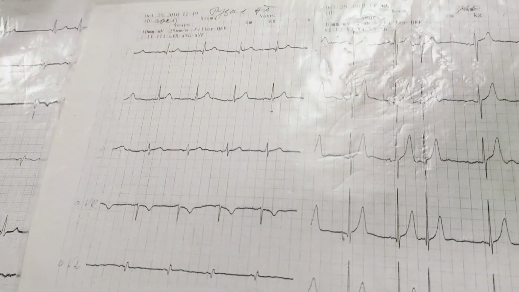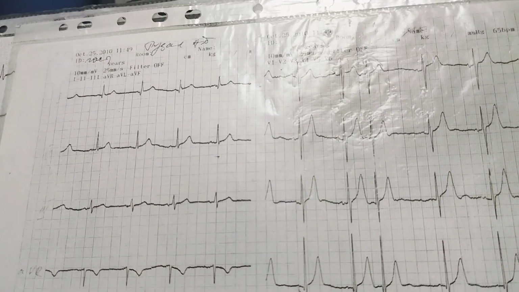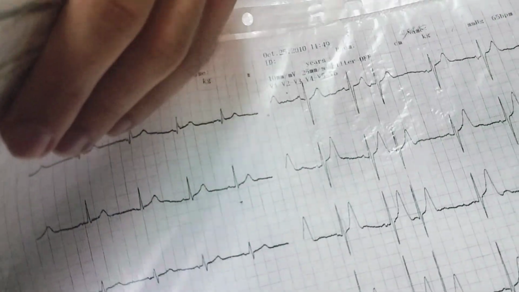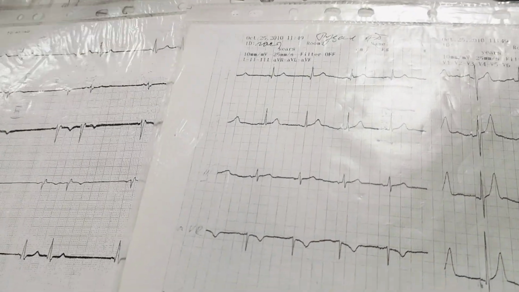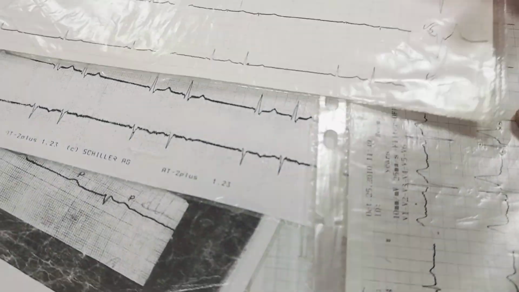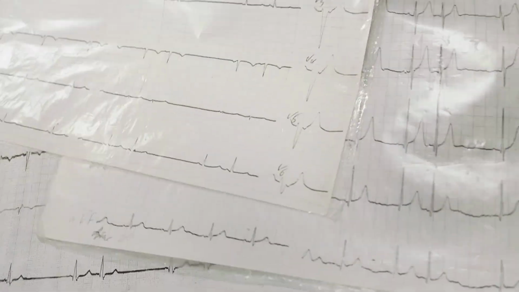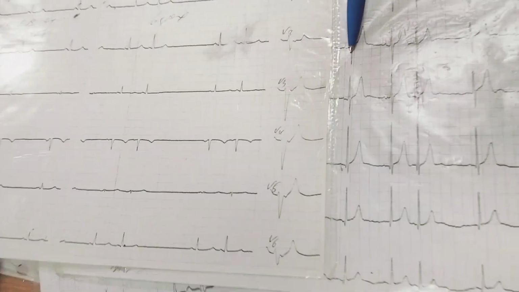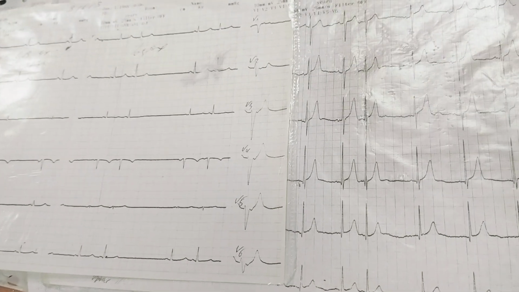In difference from SA block, this distance is shorter. In difference from sinus arrhythmia. Okay, blocks. Arrhythmias are here. This place and this place look practically the same. P wave is here, P wave is not here.